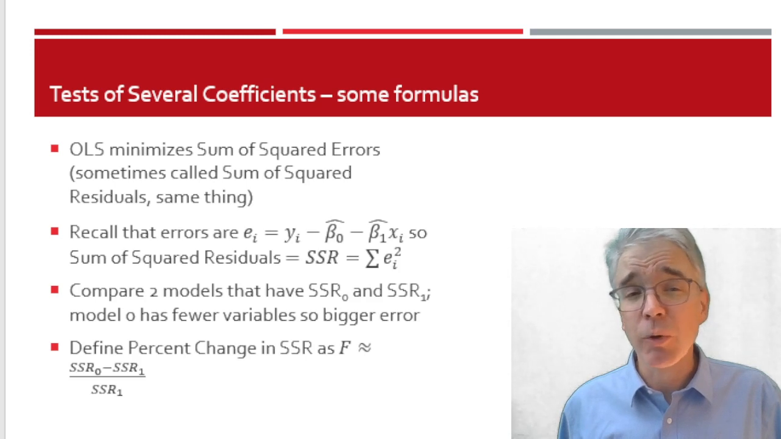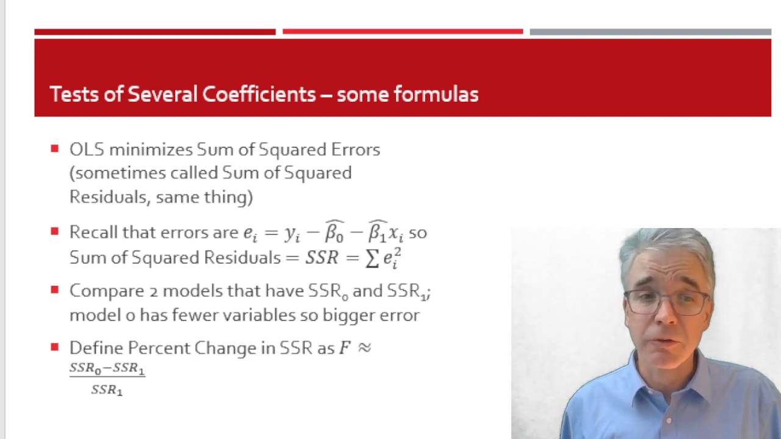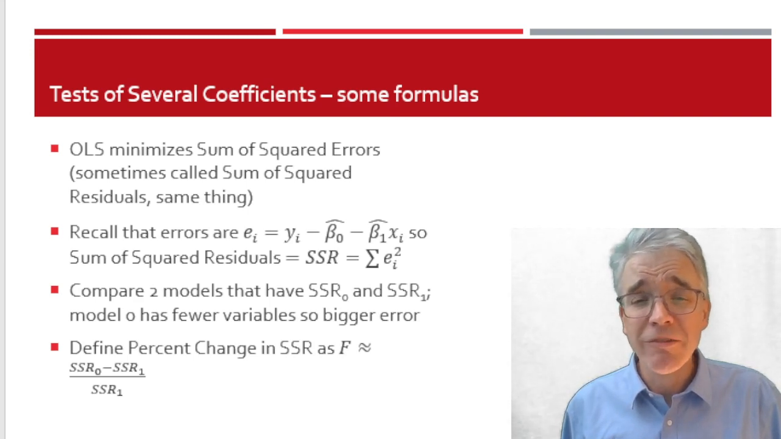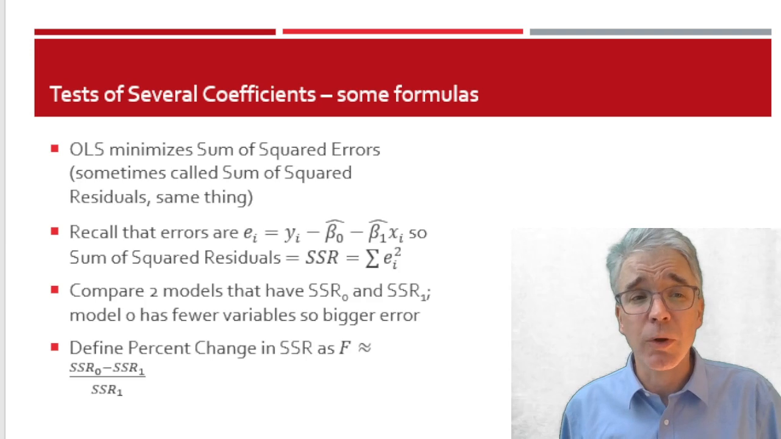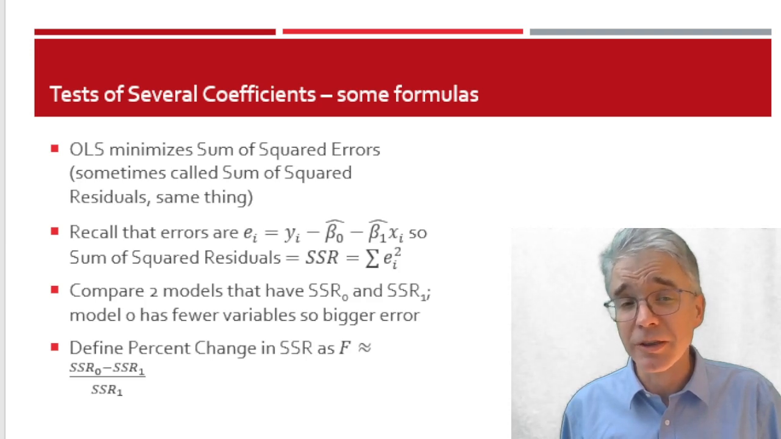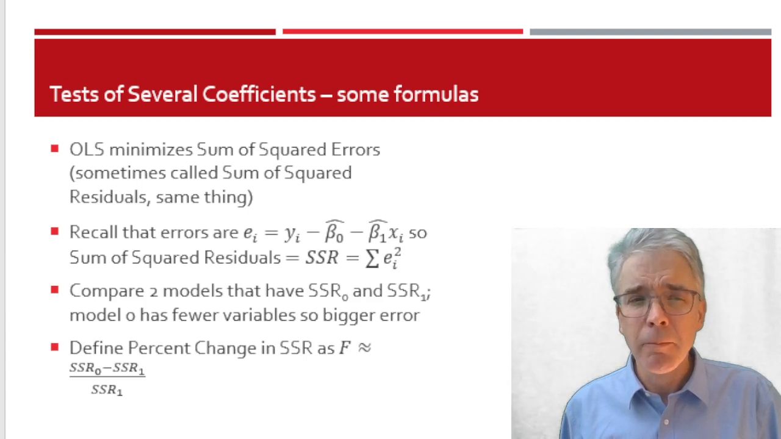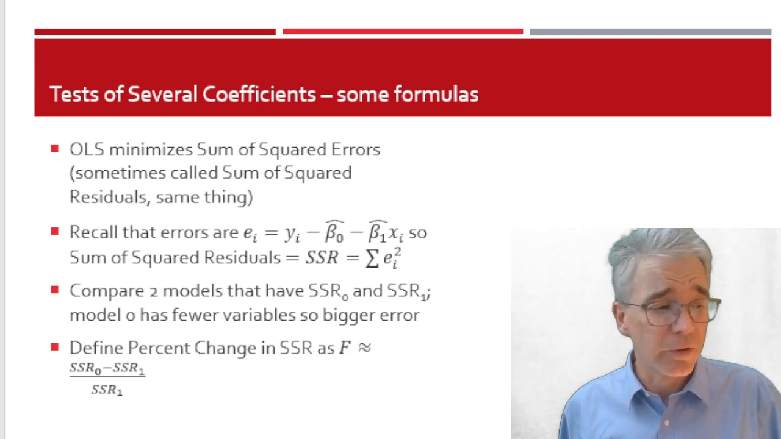The sum of squared residuals, SSR, for the base model with fewer variables is SSR naught. Then the model with more x variables gives SSR 1. Therefore, SSR naught must be larger. Fewer variables means larger errors. We then find the percent change in the sum of squared residuals, so that is, in some sense, the benefit from adding more x variables. But note the squiggly equal sign. This is an approximation for now.